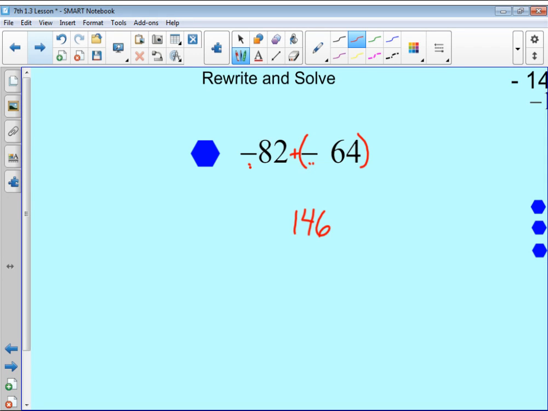Same symbol, find the sum, because I'm going to add them. Apply the same symbol. You should have gotten negative 146 because they both had a negative sign. All right, let's try another one.